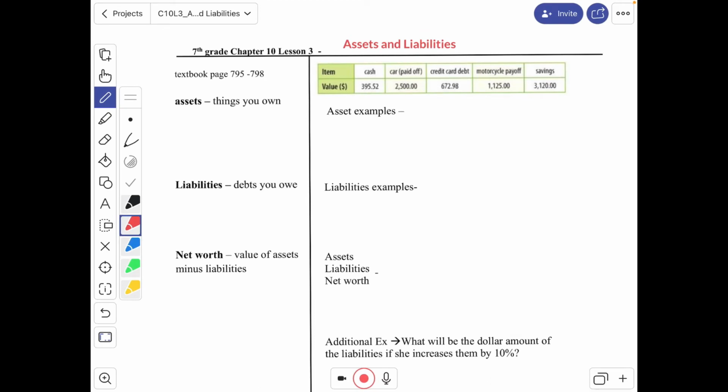Today we're talking about 7th grade, Chapter 10, Lesson 3, Assets and Liabilities. Assets are things you own, with an N. They belong to you. They benefit you. Liabilities are things you owe, things you have to pay back. They don't belong to you. They're not beneficial. And net worth is the value of assets minus the liabilities. Assets minus liabilities. So first, let's identify some of the assets from this list.